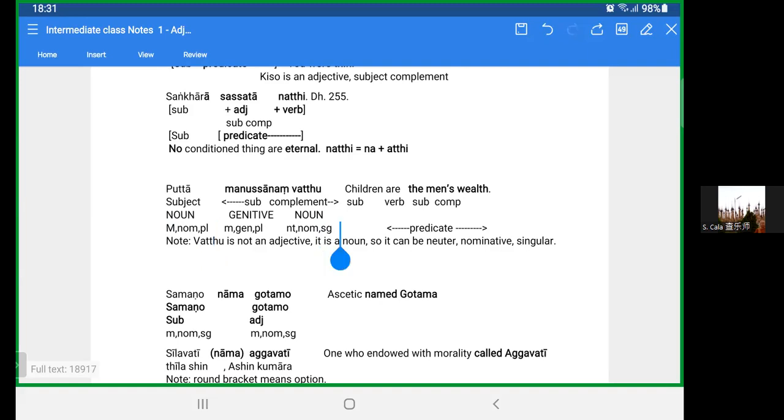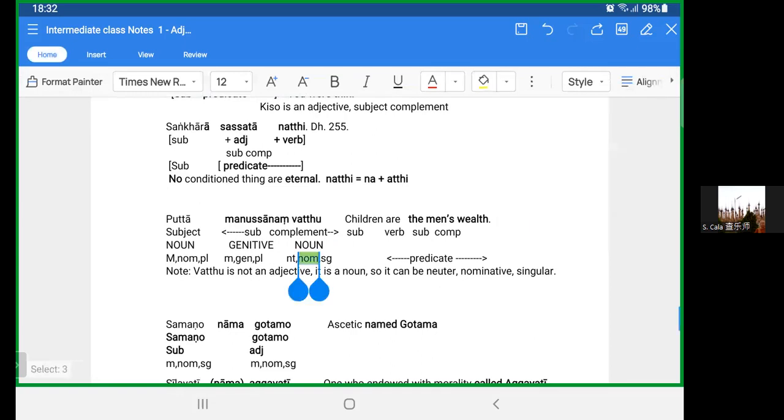So it's okay because this is not an adjective. This is a noun. When it is a noun like this, the noun will change according to its own gender. Let's say the noun is vatthu, a neuter, then it stays neuter, but it still maintains the same case. So you notice that the case is still nominative. Even though the gender, masculine and neuter, is different, the case, nominative, is still the same. This happens because children are plural and wealth is singular. This is one of the points that I did not explain last time, but Sumeda did ask a question on this.